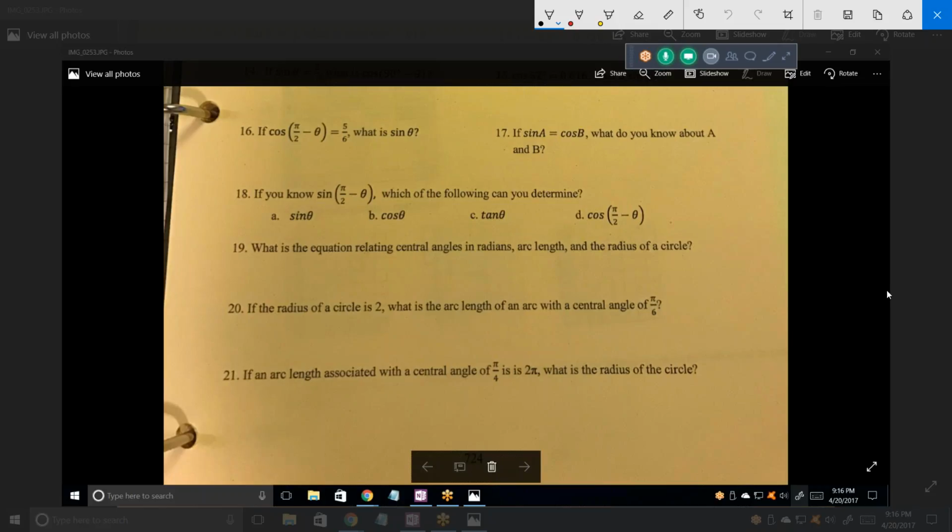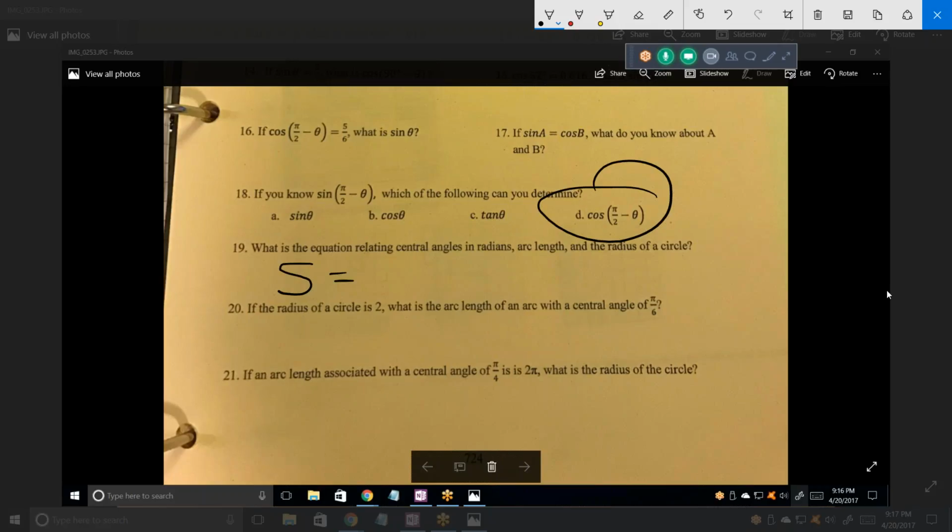Cosine of pi over 2 minus theta. Yep. What is the equation relating central angles in radians, arc length, and the radius of a circle? I don't know. I missed a few days of school because I was really sick, so I missed a few of these equations that we got. S is arc length. Okay.